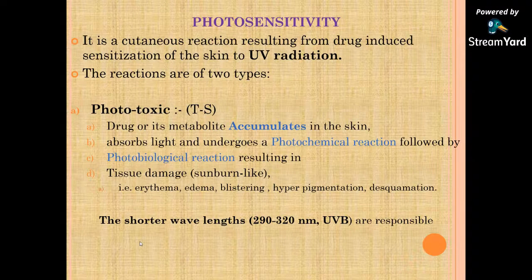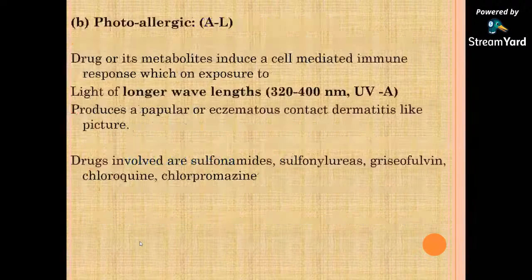And which radiation is responsible for phototoxic reaction? That is the shorter wavelength, from 290 to 320 nm, UVB. Again, UV radiations are mainly divided as UVA rays and UVB, but in the case of phototoxic reaction, UVB radiations are mostly responsible for causing the phototoxic type of photosensitivity reaction.